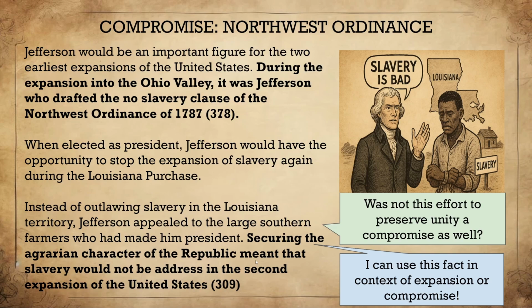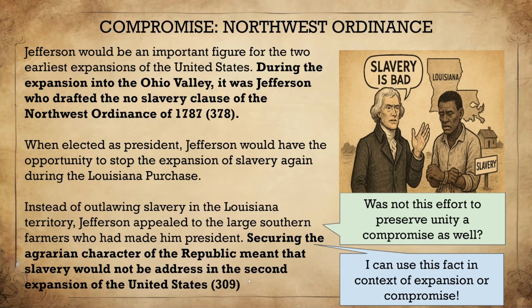Because you see, Jefferson was elected by who? He was elected by agrarian Southern farmers, a fact that he and James Madison were very aware of. And because he knew that his voter base was the one that elected him, he compromised in his principles against the institution of slavery, and he did not address the issue of slavery within the Louisiana Purchase.